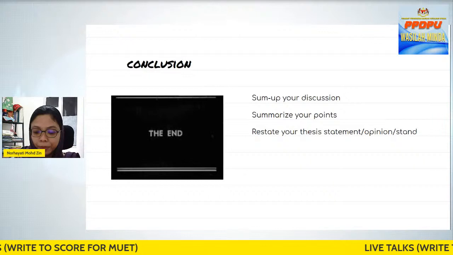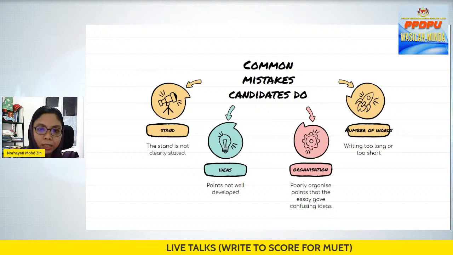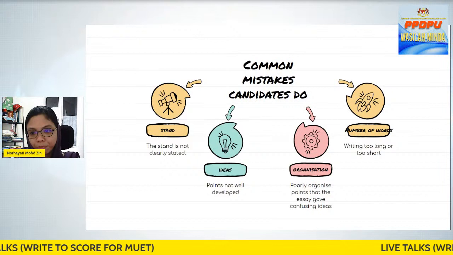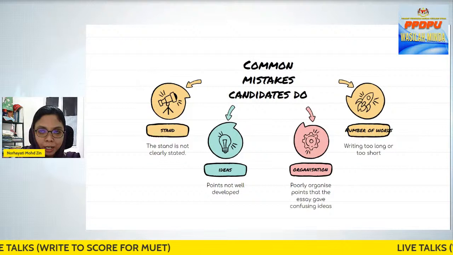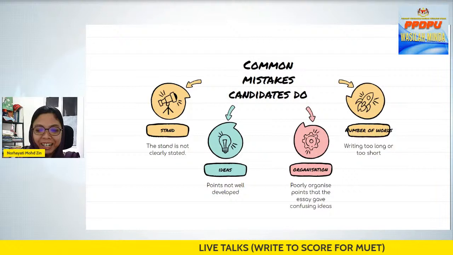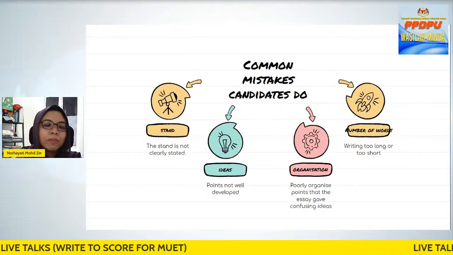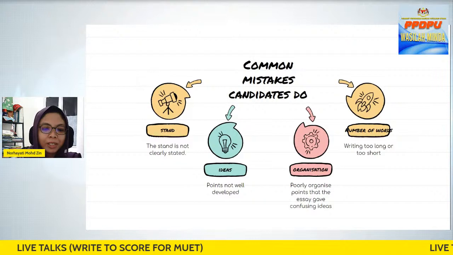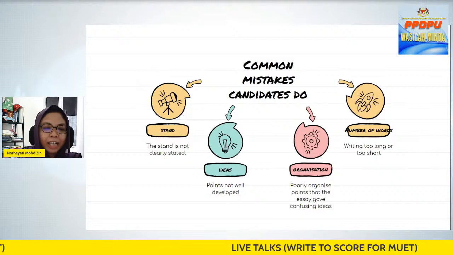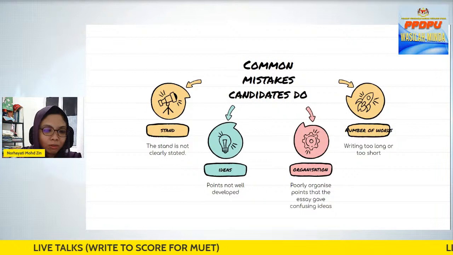Okay, now, what are the common mistakes that candidates tend to make? Number one, there is no stand. The stand is not clearly stated. And there are some students who like to write an implied stand. What does it mean by implied stand? Okay, it is not clearly stated. It's what we call in Malay, berbunga-bunga, berlapik. Okay, so we have to read thoroughly. Why I don't really encourage an implied stand is because sometimes your implied stand is not clear, okay? And you cannot assume that your reader has the same perspective as you do, okay? So you have to make sure your stand is clear.